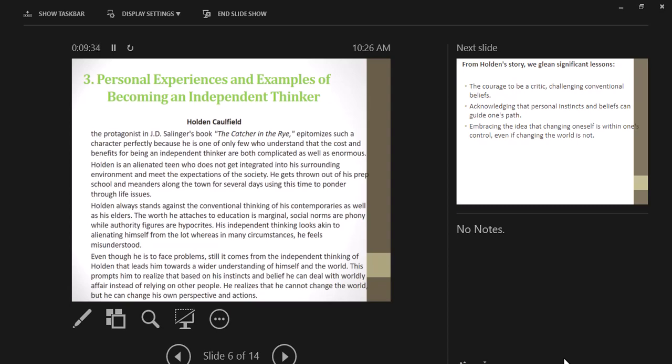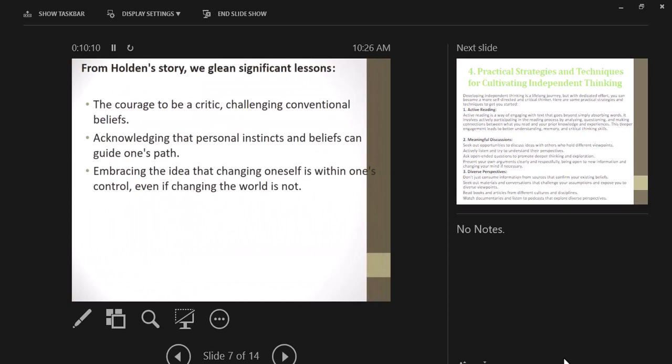His independent thinking was akin to alienating himself from a lot, and in many circumstances he feels misunderstood, even though he has to face problems. Still, it comes from his independent thinking and wonder that leads him to a wider understanding of himself and the world. This prompts him to realize that based on his instincts and beliefs he can deal with worldly affairs instead of relying on other people. He realizes that he cannot change the world, but he can change his own perspective and actions.